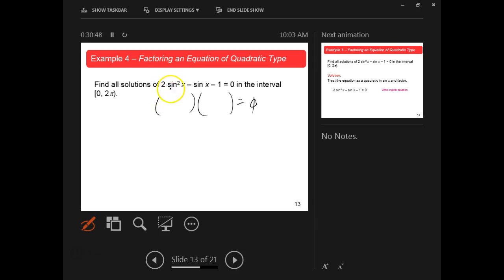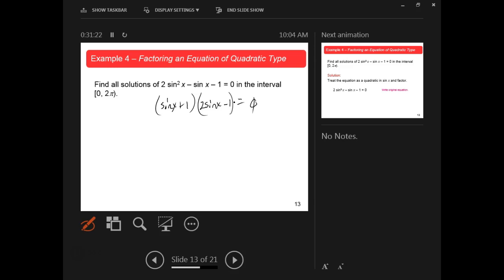2 sine squared will only factor as sine x and 2 sine x, okay? And minus 1 will factor as either a plus 1 or a minus 1. Any preference on where you're going to put it? Plus 1 first, minus 1 last. Let's see if it works. Okay?